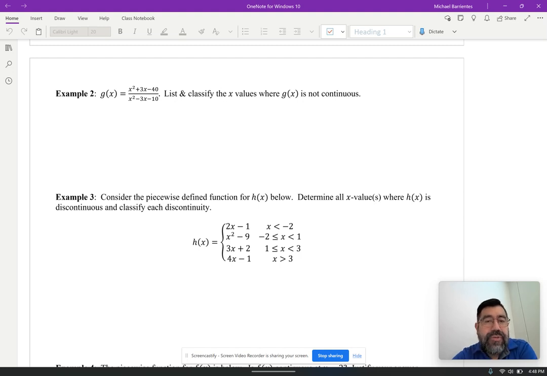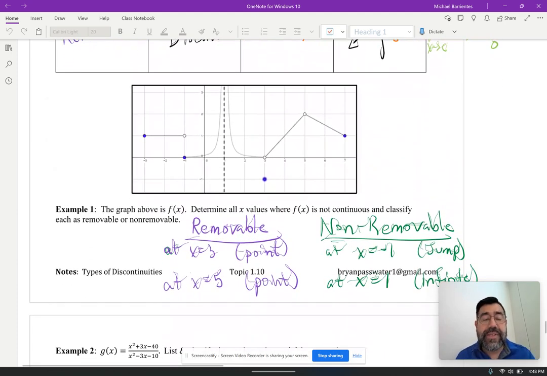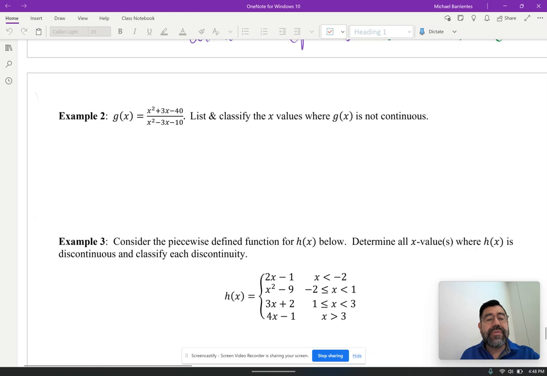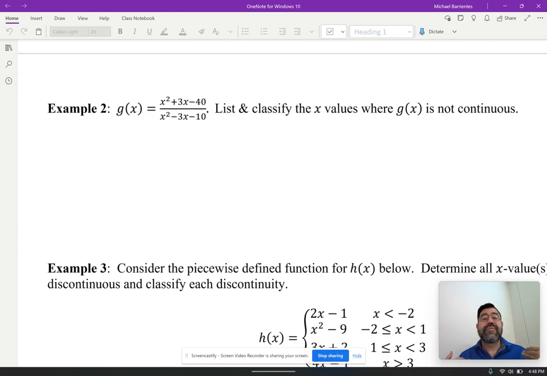Welcome to video number 2 of 1.10, which is looking at the different types of discontinuities. When we looked at our graph in the previous video, we could see where the graph was not connected, where it was not continuous, where it was discontinuous. But example 2 says, what if we just give you a function? Can you list the x values where the graph isn't continuous, and can you classify them as being non-removable or removable? And if they're non-removable, what type is going on?